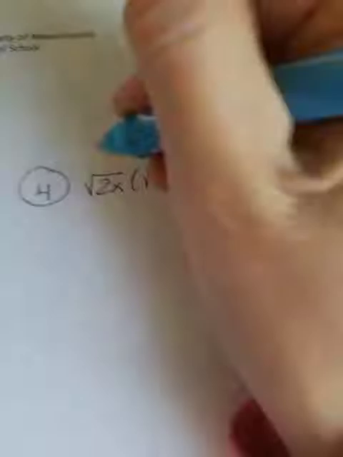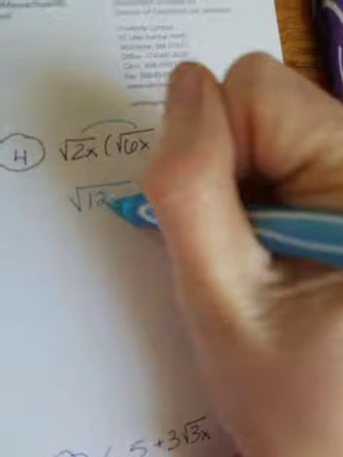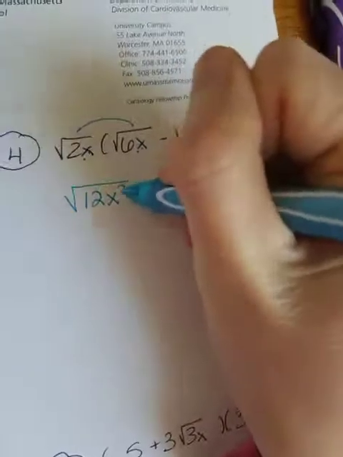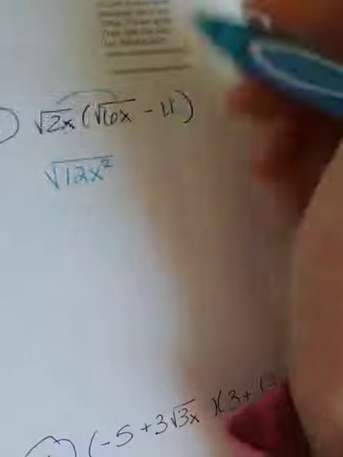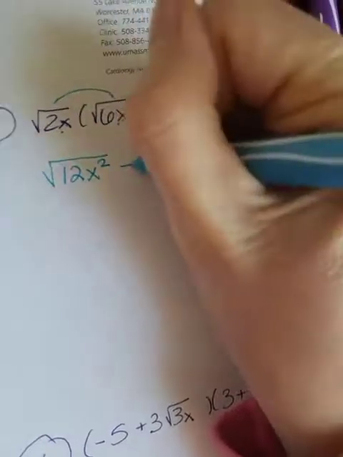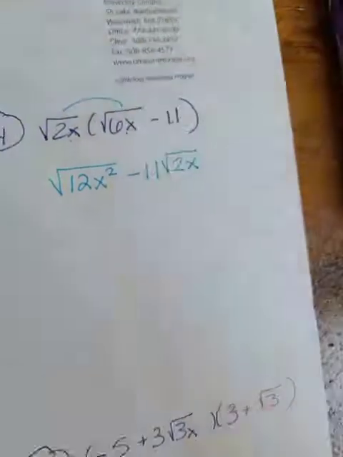Number 4, here we go finally with some variables. Okay, so we distribute in root 2x times root 6x. 2 times 6 is 12. X times x is x squared. So it's root 12x squared. Root 2x minus 11. The 11 is not under the radical, so it'll be minus 11 root 2x.